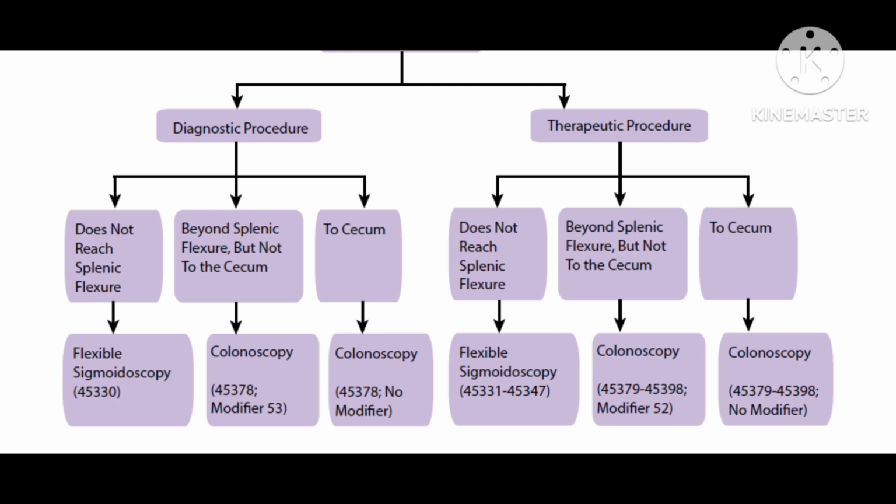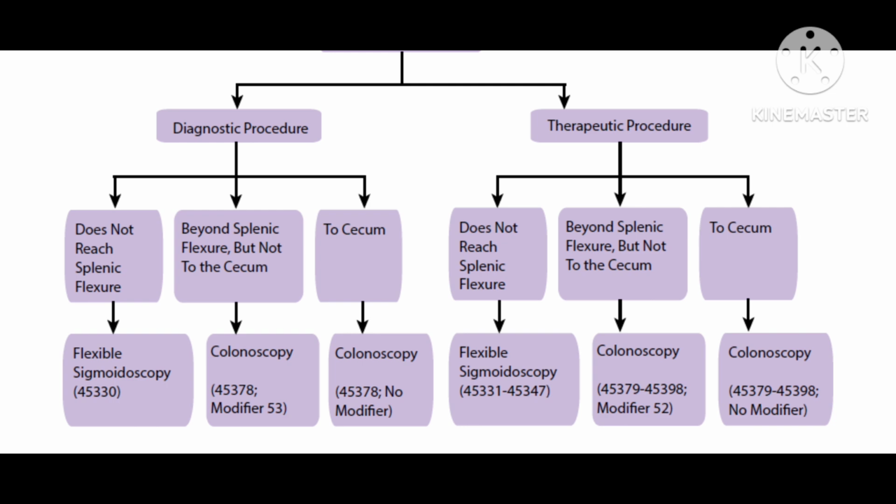But if the colonoscope crossed the splenic flexure and it went till the cecum, then it will be considered as a complete colonoscopy procedure. Here you don't have to give any modifier, and if it is a diagnostic colonoscopy, we have to report the code 45378 without any modifier. So that is all about diagnostic colonoscopy. Now we'll move to the therapeutic colonoscopy.